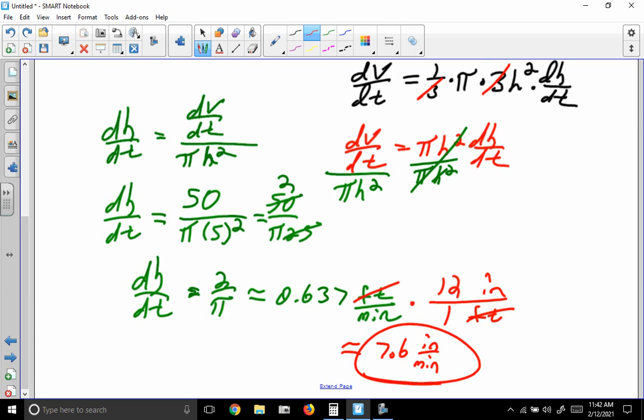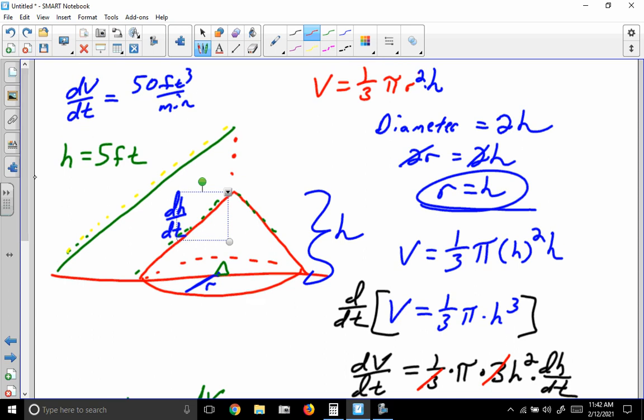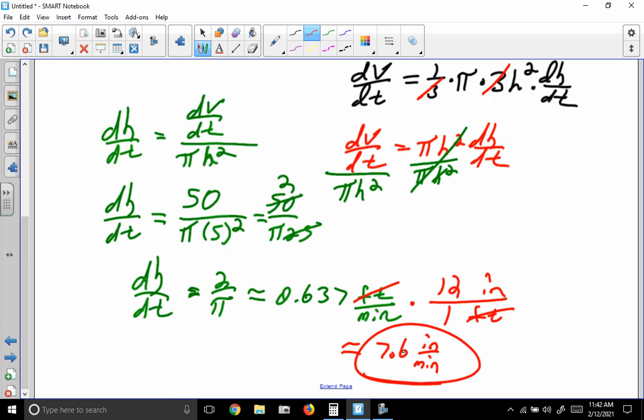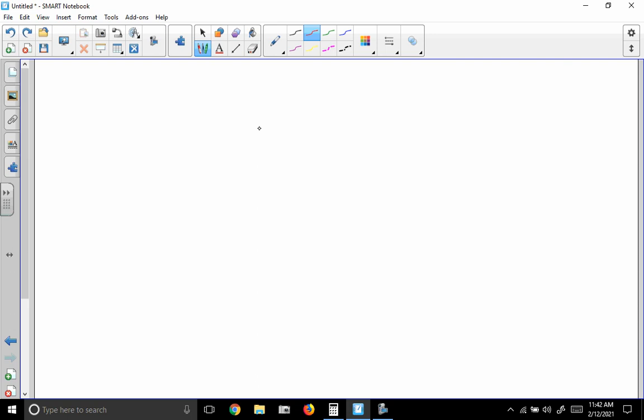So if we're pumping sand, rolling sand on top of our pile at 50 cubic feet per minute, then the height of the pile is getting taller by about 7.6 inches every minute. Of course, we said that as it gets taller, that rate is going to decrease because the sand has to spread out more. All right, let's look at one more situation, and let's look at a sliding ladder.